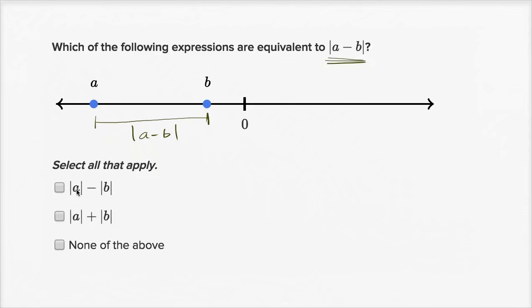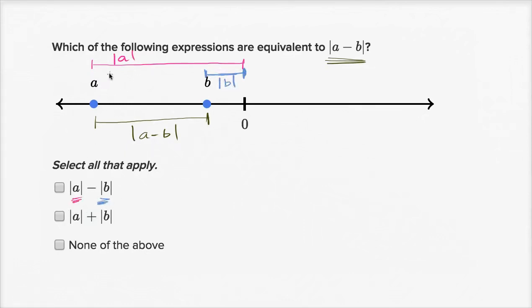Well, what is the absolute value of a? Well, that's the distance that a is from 0. So that's going to be this distance right over here. That's the absolute value of a. And then the absolute value of b is going to be this distance. That's the distance that b is from 0. So that right over there is going to be the absolute value of b.